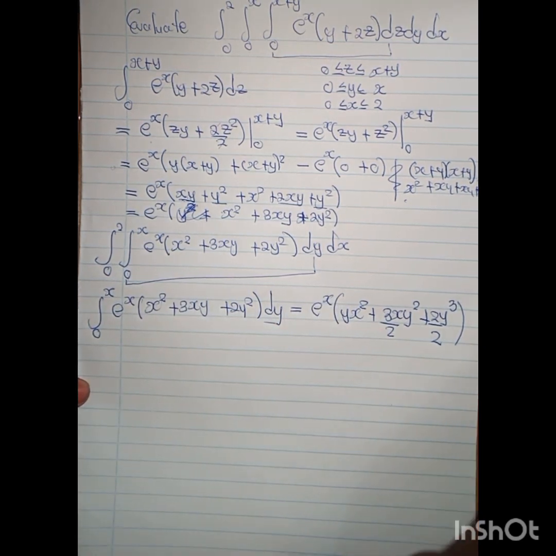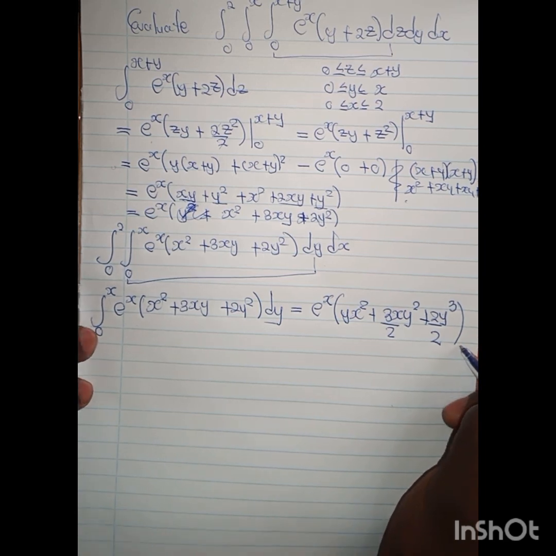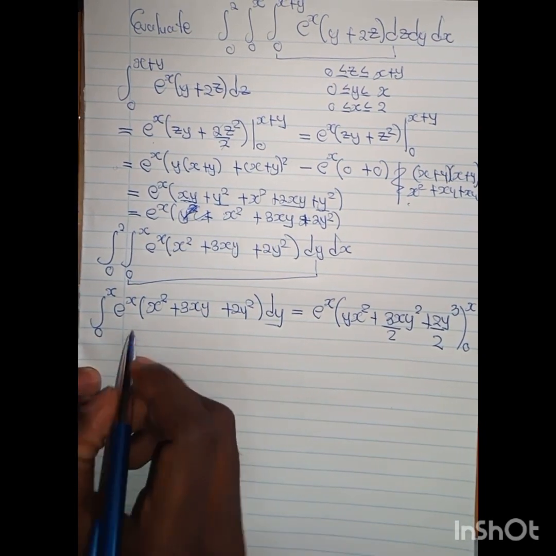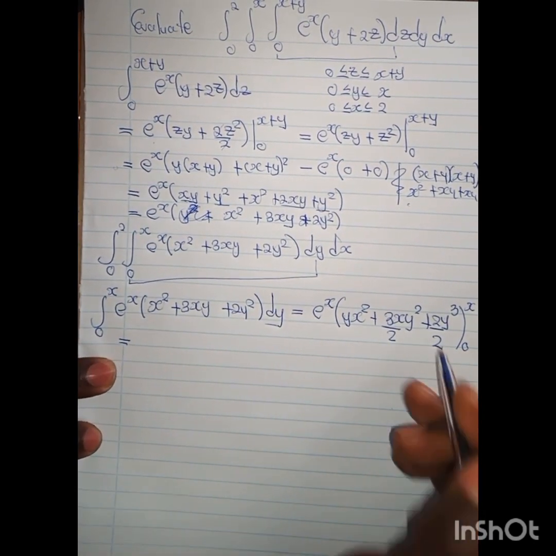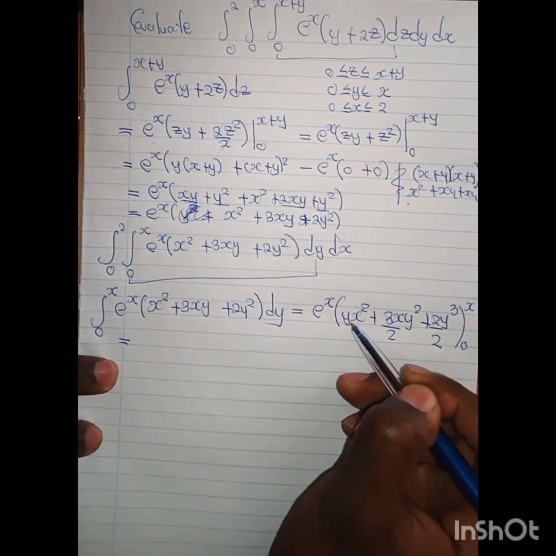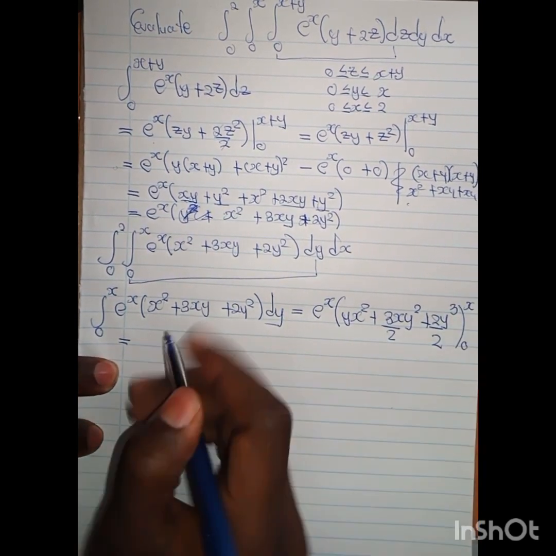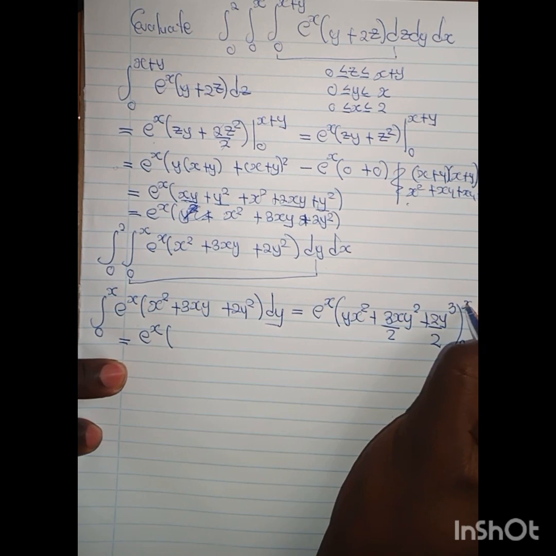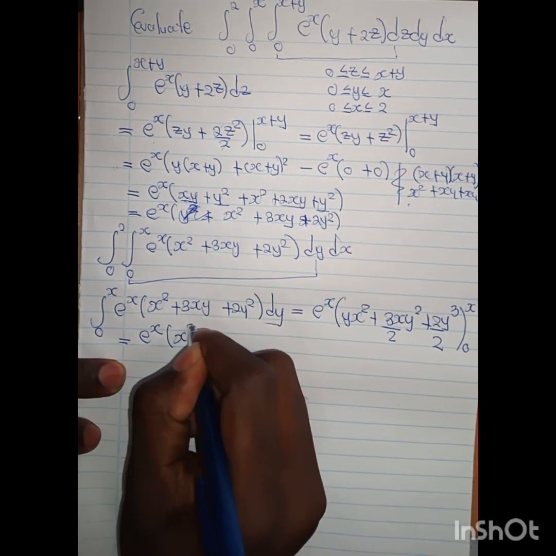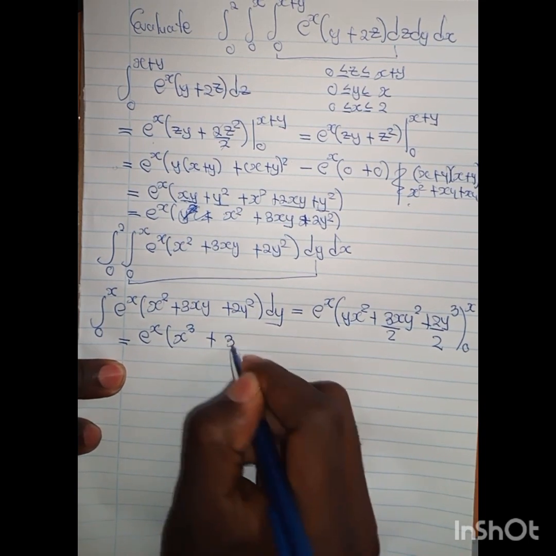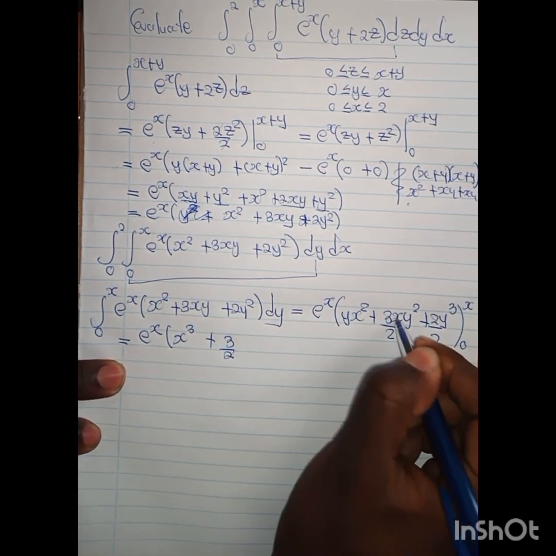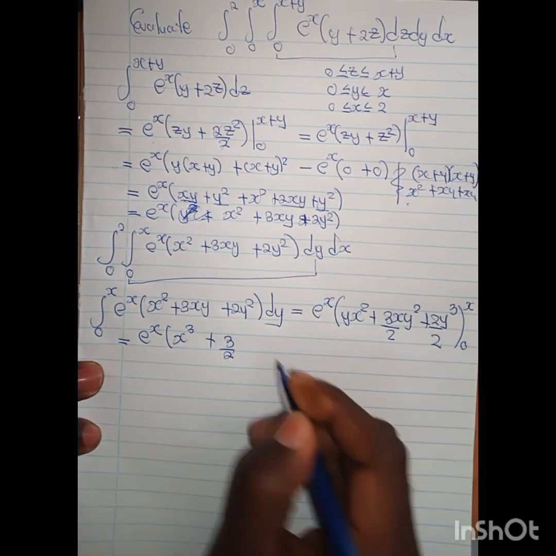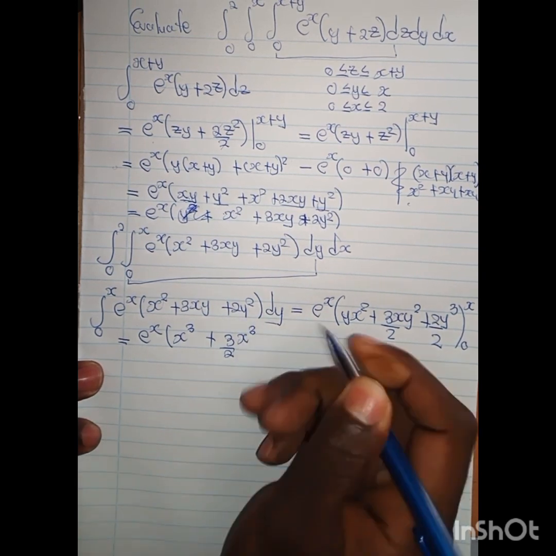So what else do we have? All right, we have the limits. We've said that the limits will run from 0 to x. Let me not forget the limits. So let us now substitute the limits. Because we integrated with respect to y, where we have y, we have to substitute the limits. We have e to the x. Instead of y, I will put in x, then x times x squared gives x cubed, plus 3 over 2 x.